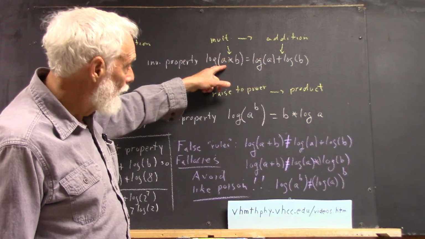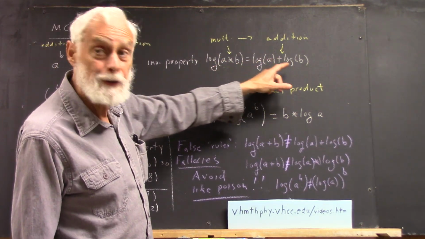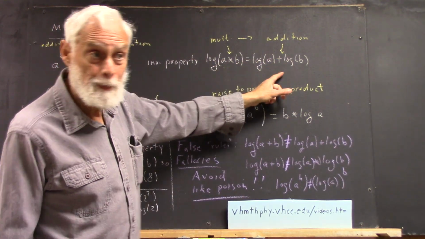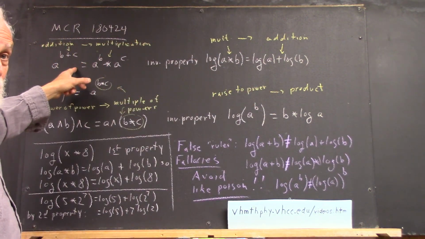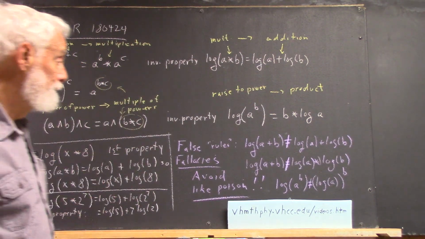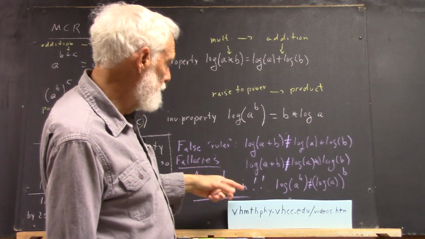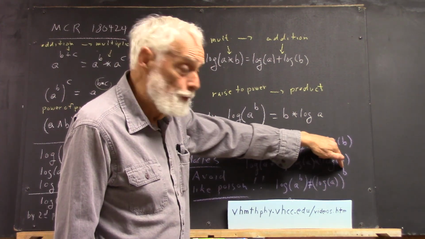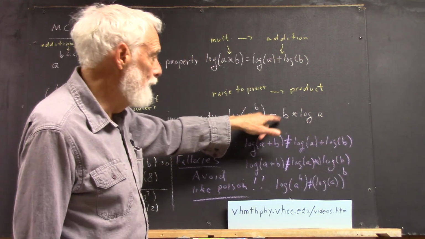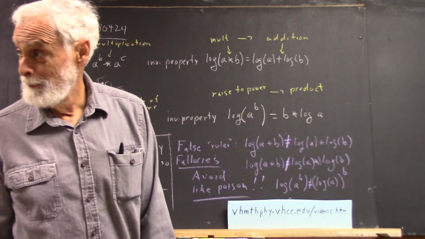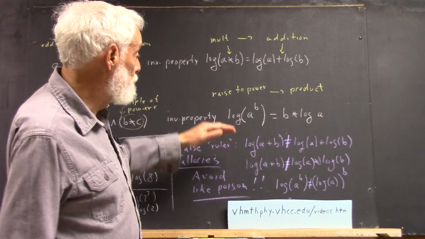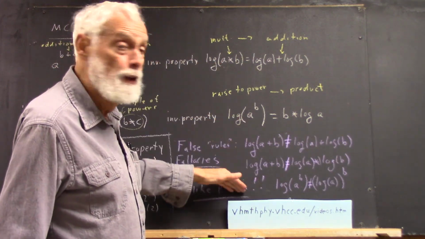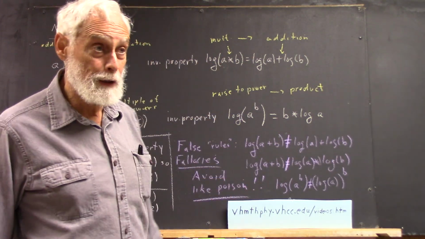It's the log of a times b that's the log of a plus the log of b, and that's because of the way the exponents work. Then, log of a to the b is not equal to the log of a raised to the b. It's equal to b times the log of a. Okay? So you got to be very straight on these because it's really easy to write things down incorrectly.